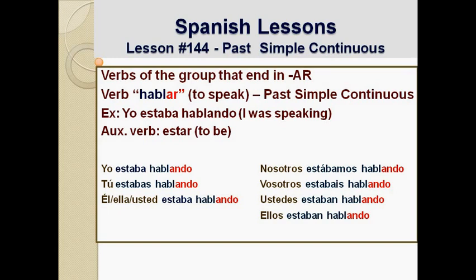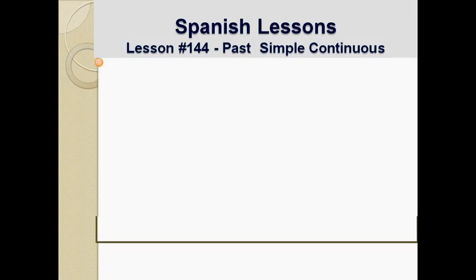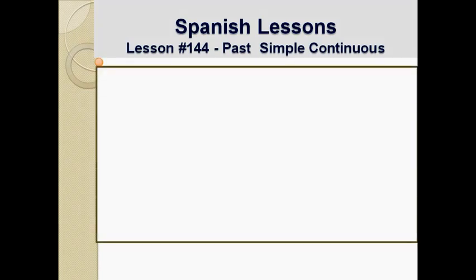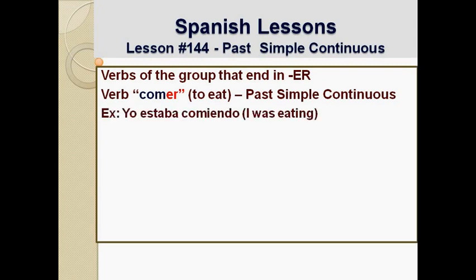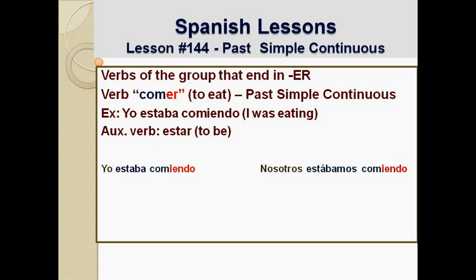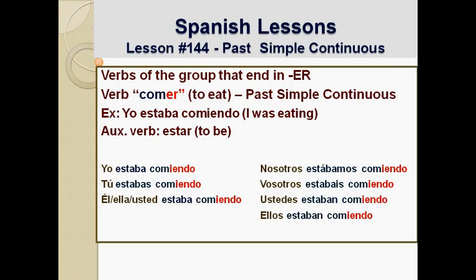So now let's continue with the second group of verbs, the verbs that end with er. And now you will see how these verbs are conjugated into the past simple continuous. Verb comer, or to eat. Yo estaba comiendo. I was eating. We are still using the auxiliary verb estar, or to be. So we have here, yo estaba comiendo.